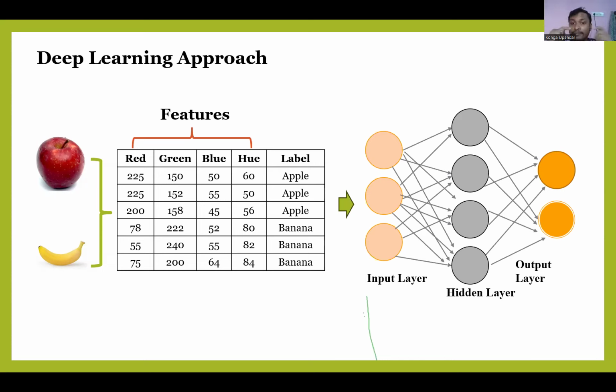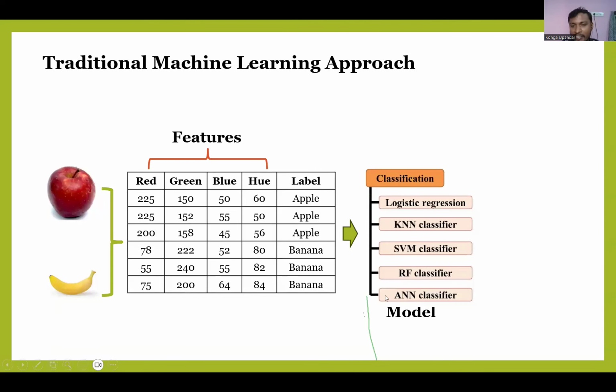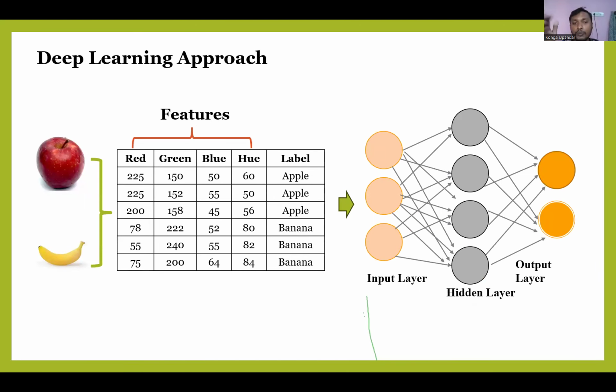In that condition, it is not possible to use models like support vector machine, K nearest neighbors, random forest, and such models. So we need to go for something more advanced, that is deep. Deep means they will think very deep. So then we will go for the ANN especially. This we can call a deep learning approach here.